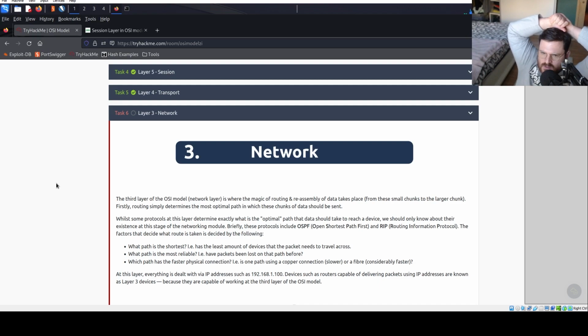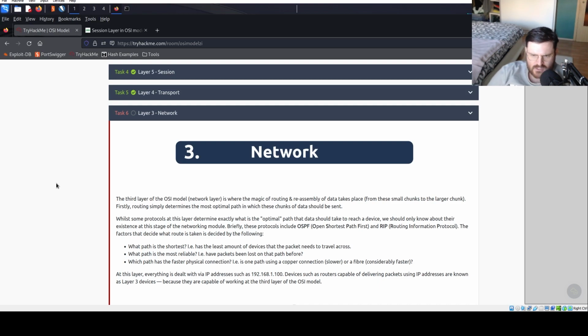Firstly, routing simply determines the most optimal path in which these chunks of data should be sent. While some protocols at this layer determine exactly what is the optimal path that data should take to reach a device, we should only know about their existence at this stage of the networking module. Briefly, these protocols include OSPF, Open Shortest Path First, and RIP, Routing Information Protocol.